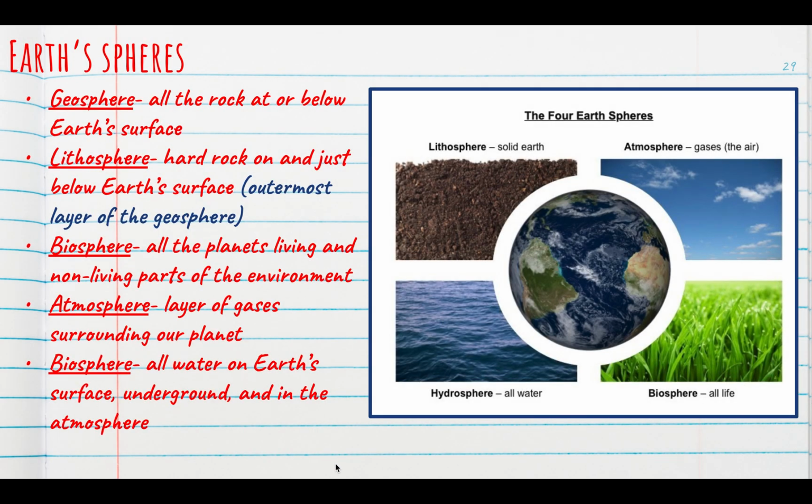The last thing in this section talks about Earth spheres, and I'm guessing you guys have heard of most of these. Your book kind of breaks it into 5. Everywhere else you look, it's 4. Geosphere, geo meaning Earth, right? The geosphere is all the rock at or below Earth's surface, all the rock. Geo, Earth, rock. The lithosphere is the outermost layer of the geosphere. So the outermost layer, essentially the hard rock on and just below Earth's surface.